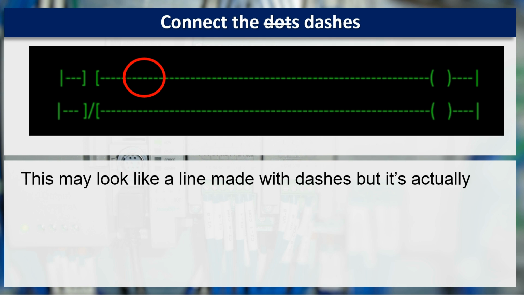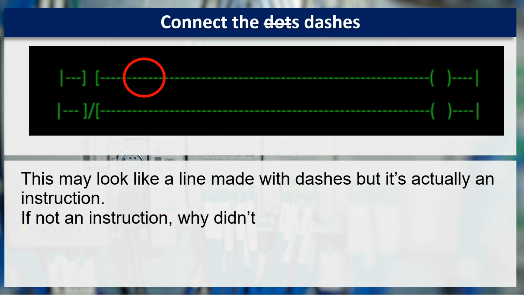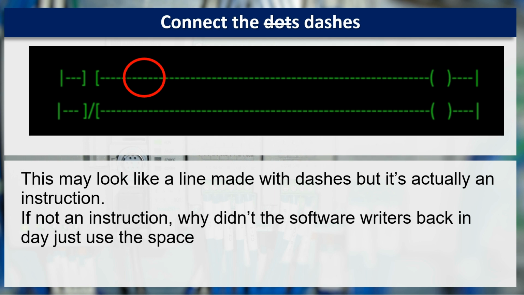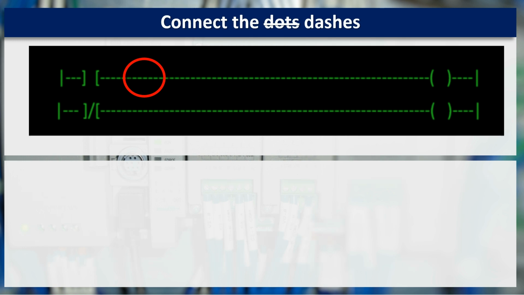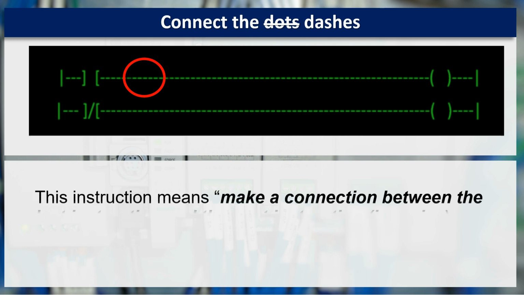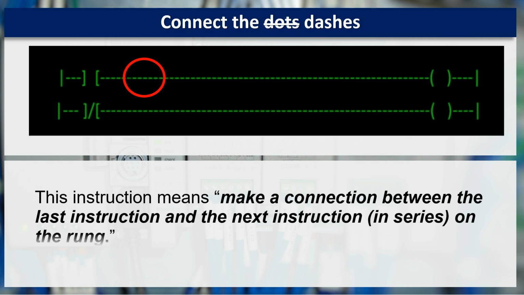This may look like a line made with dashes, but it's actually an instruction. If not an instruction, why didn't the software writers back in the day just use a spacebar or underscore? Because the dashed lines indicate make a connection. This instruction means make a connection between the last instruction and the next instruction in series on the rung.